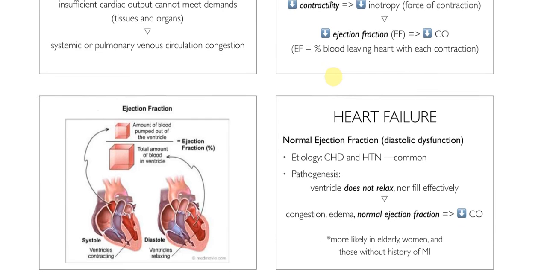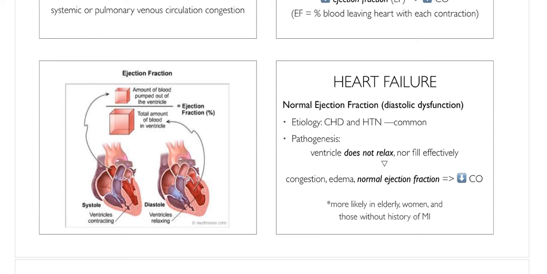And for those who don't remember, ejection fraction, this right here, the square, is the volume of blood that the atria pump into the ventricles. This is the total amount pumped in at the end of diastole. This right here is the amount that's pumped out of the ventricle during systole. And so the ejection fraction is the amount of blood that's pumped out of the ventricle compared to what it was holding at the end of diastole.